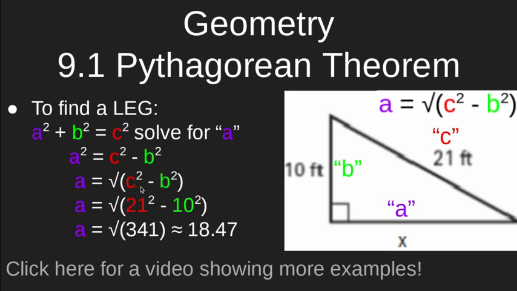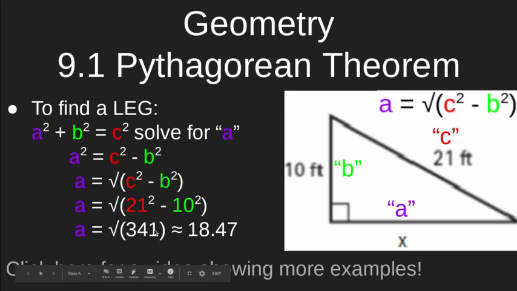To speed it up for finding a missing leg, it makes a lot of sense that you're ultimately doing a subtraction problem, because you know that leg a has to be smaller than 21 feet. So ultimately, all you're doing is substituting in 21 squared. You grab your calculator because I don't know that one off the top of my head. It's 441. 10 squared is 100, and 441 minus 100 is 341.